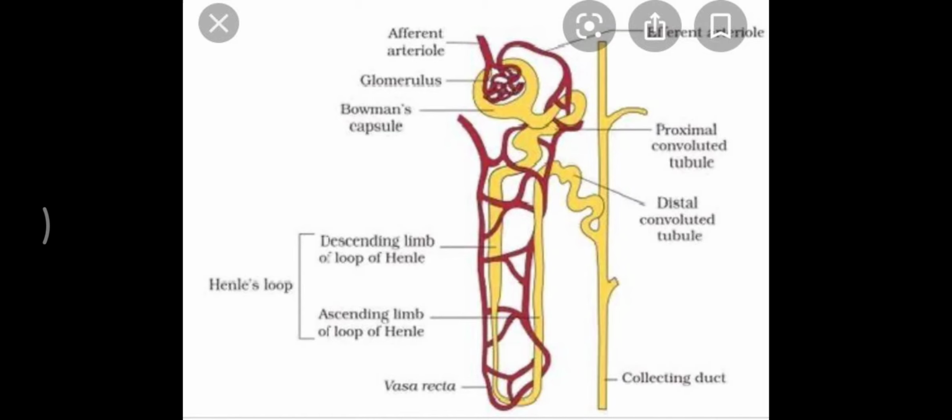Now, all these tubules which you have learned, that is PCT, proximal convoluted tubule, Henle's loop, DCT, that is distal convoluted tubule, and collecting duct, these all four are the centers for selective reabsorption. Just now I told you that Bowman's capsule and the glomerulus form the filtration unit, and all these tubules form the absorption unit.